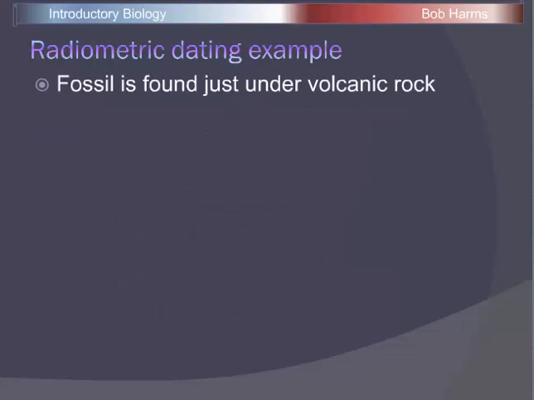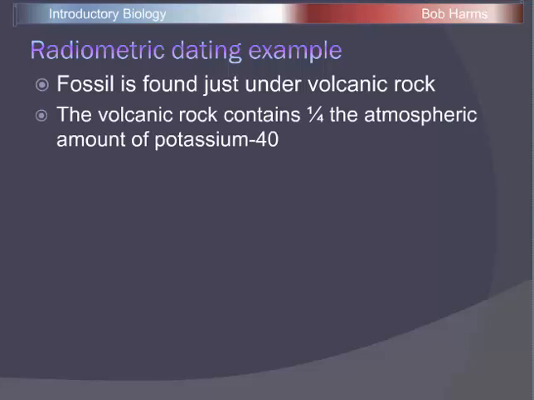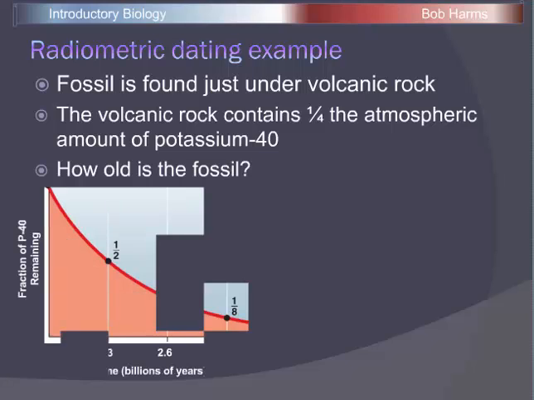So if we take a quick look at an example, let's say we find a fossil just underneath a layer of volcanic rock, and so we know this rock is something that we can try to date, and the fossil then must be older than that particular volcanic rock. And when we measure this volcanic rock, we see that it has 1/4 or 25% of the normal amount of this potassium-40 isotope. So then we can certainly ask the question, how old must this fossil be?